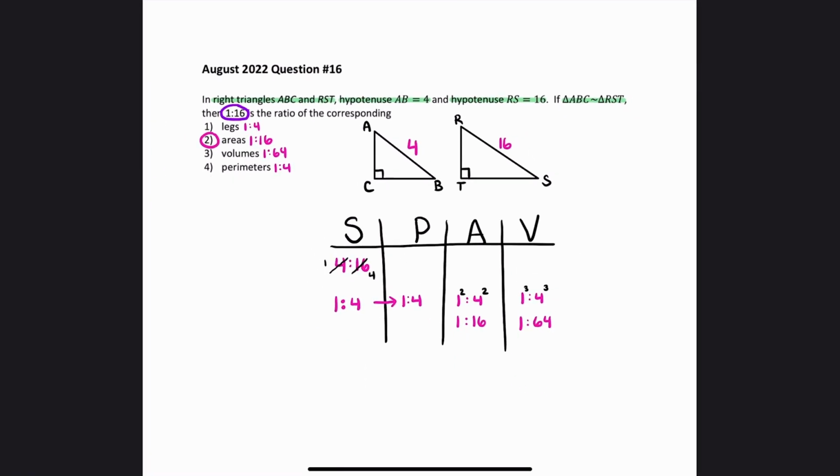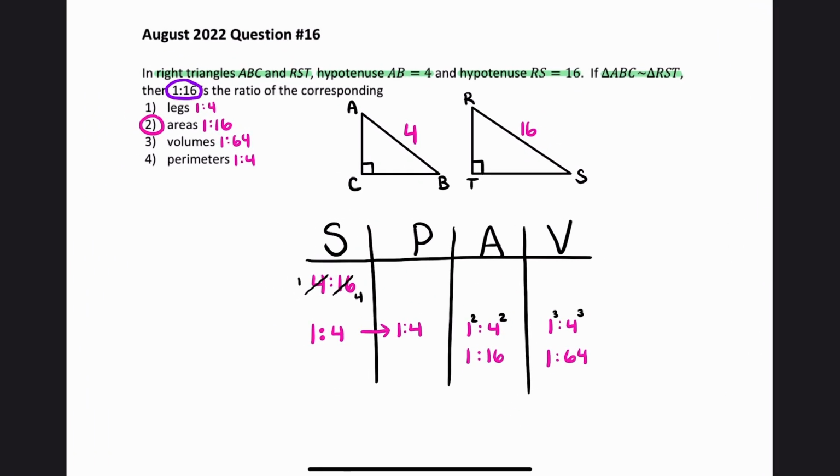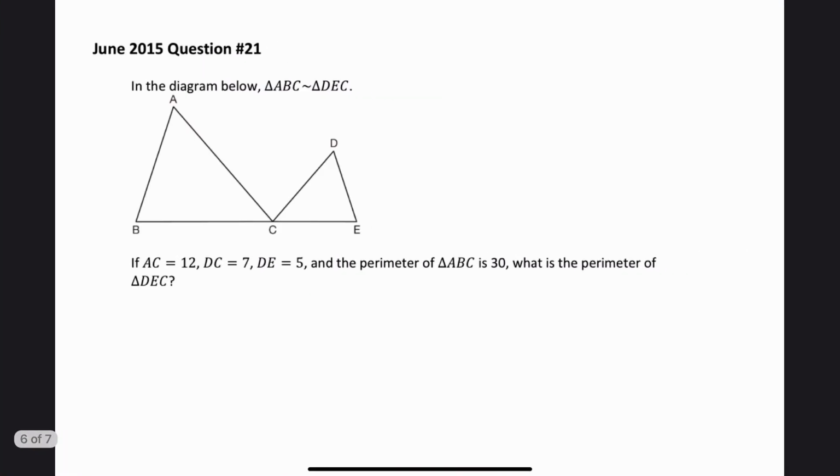So this was a multiple choice question, which really needed the SPAV chart to help us understand how the ratios of the areas scale. All right, let's take a look at our second Regents question, which is going to be from June 2015.